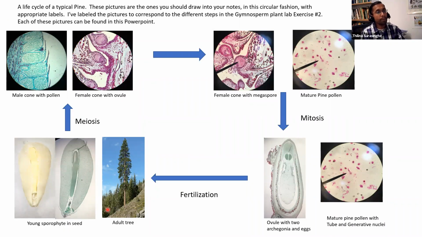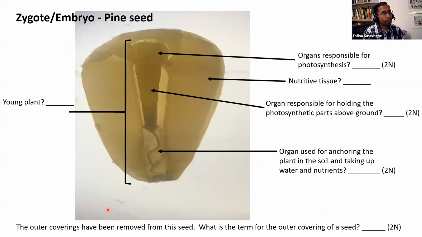Here, the next part of the exercise is for you to take a look at each individual part that I just went through. So now, interactive component, guys, work with me, label these points with me. What do you call this entire young plant that you locate inside the pine seed? It's the embryo. Yeah, that is correct. That is the embryo. And then what do you call these parts that are responsible for photosynthesis?